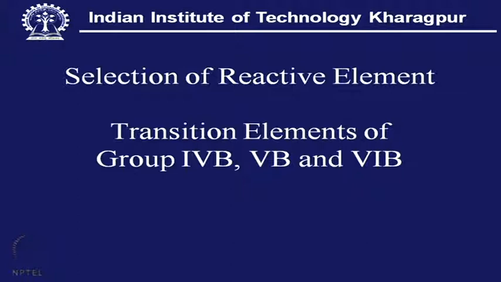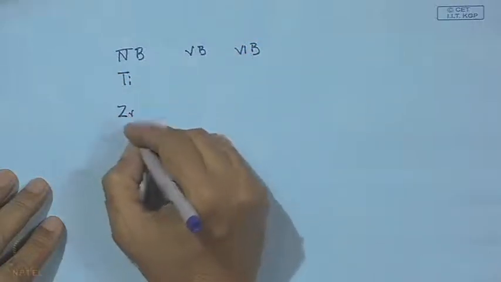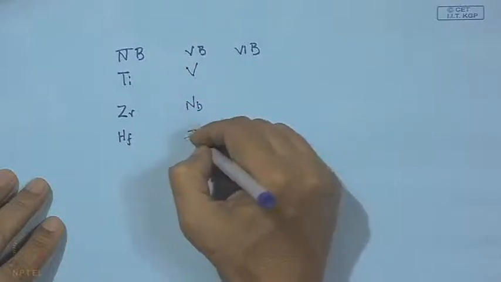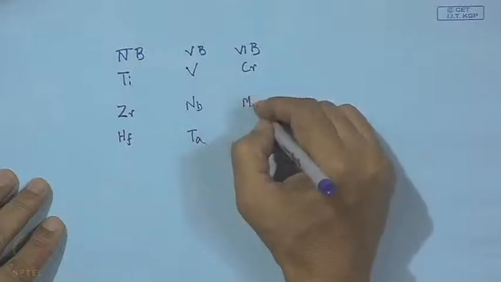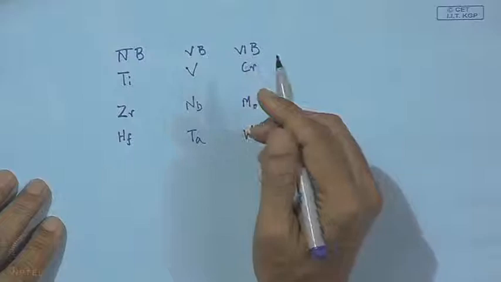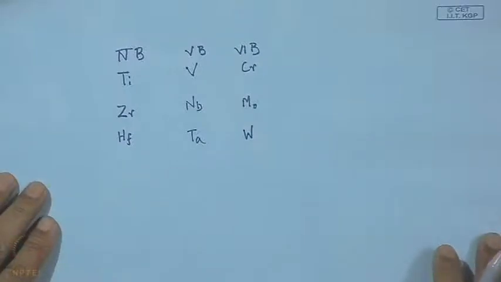If we look at group 4B, 5B and 6B, we have titanium, zirconium, hafnium, vanadium, niobium, tantalum, and in group 6, chromium, molybdenum and tungsten. These transition elements are known as very good oxide formers, carbide formers, boride formers and nitride formers. So, these are the strategic elements which can be used as a solute to make the parent metal or parent alloy, which is otherwise passive towards the ceramic surface, active.